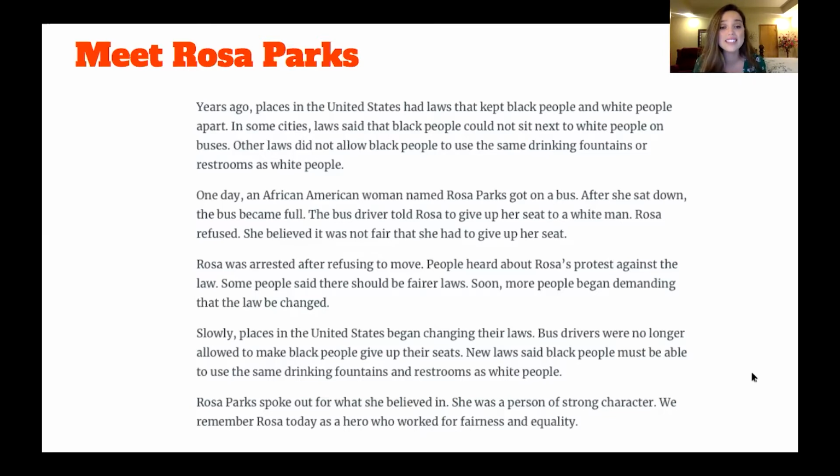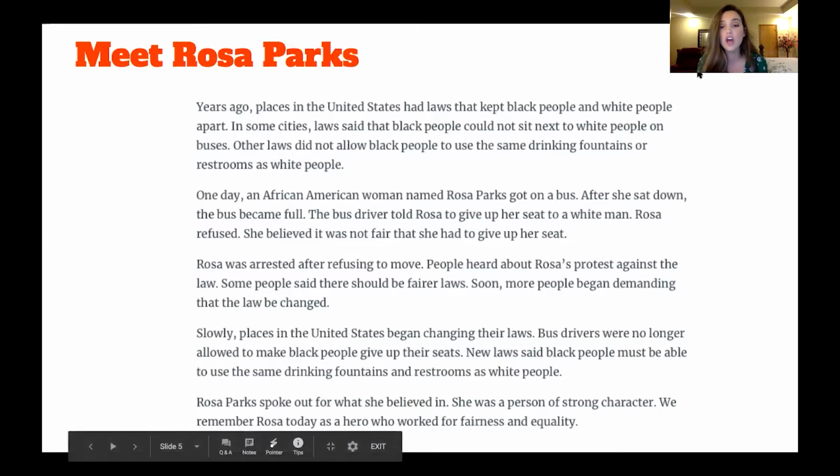Rosa was arrested after refusing to move. People heard about Rosa's protest against the law. Some people said that there should be fairer laws. Soon, more people began demanding that the law be changed. Slowly, places in the United States began changing their laws.